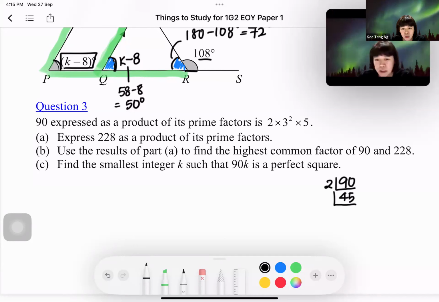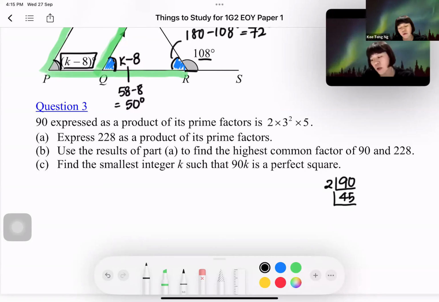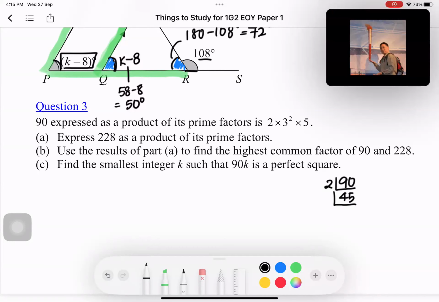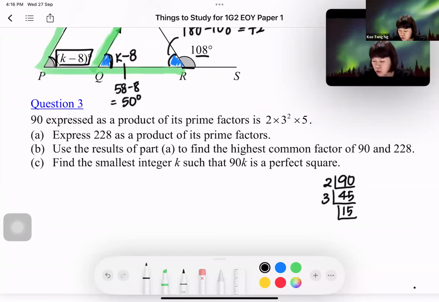Then Ian, please continue. After 45, what other number can I divide by? The next prime factor. So basically, you just keep dividing by 2, right? Until 45 cannot be divided by 2. The next prime number after 2 will be the next one. Cannot divide 45 by 2, then divide by 3. So 45 divided by 3 will be 15. But can 15 still be divided by 3? 15 still can divide by 3, right? So I continue, I divide by 3, I'm left with 5.